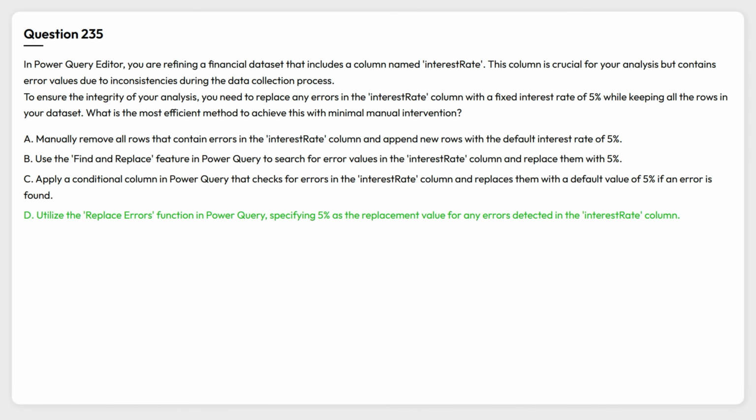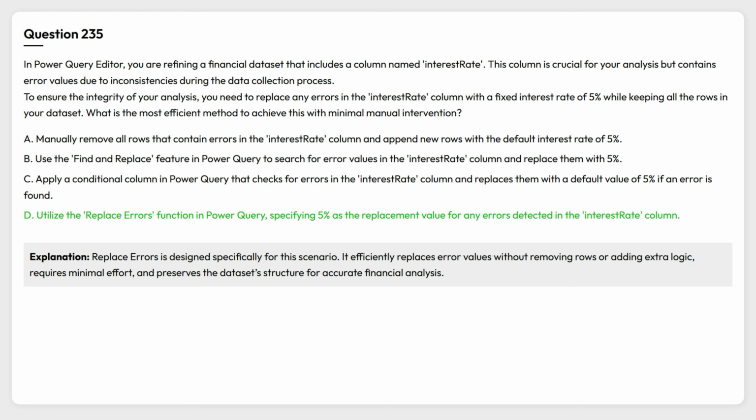The correct answer is option D. Utilize the replace errors function in Power Query, specifying 5% as the replacement value for any errors detected in the interest rate column. Replace errors is designed specifically for this scenario. It efficiently replaces error values without removing rows or adding extra logic, requires minimal effort, and preserves the dataset structure for accurate financial analysis.